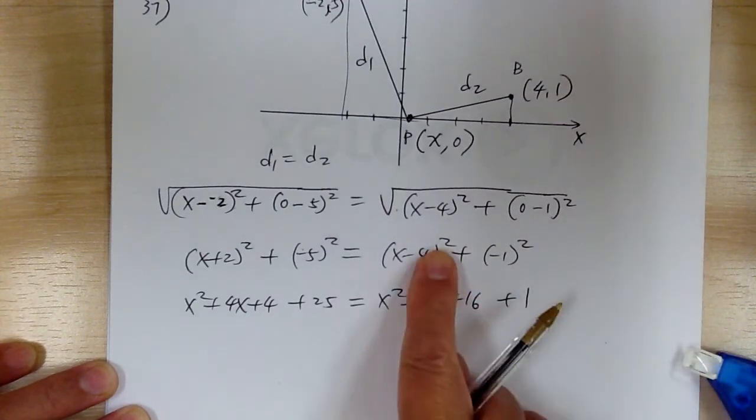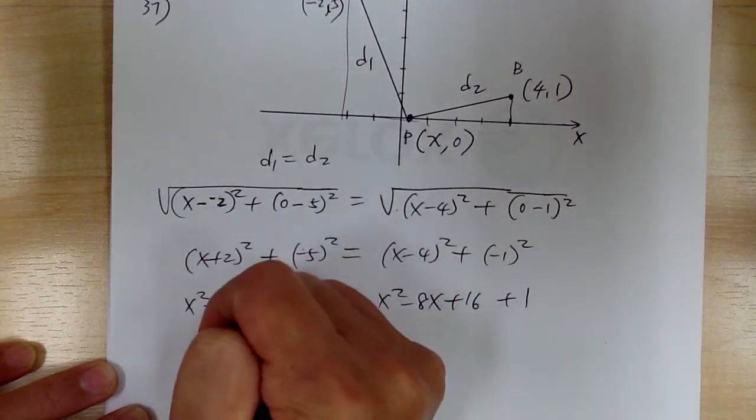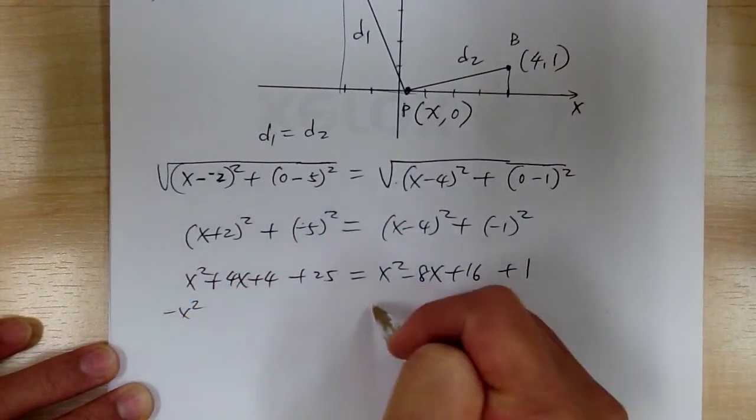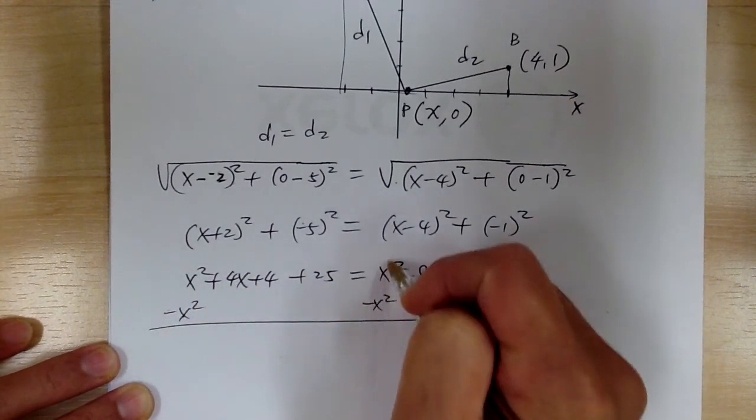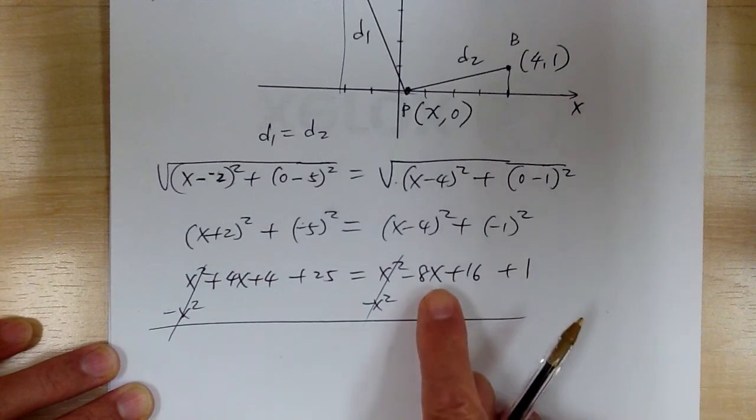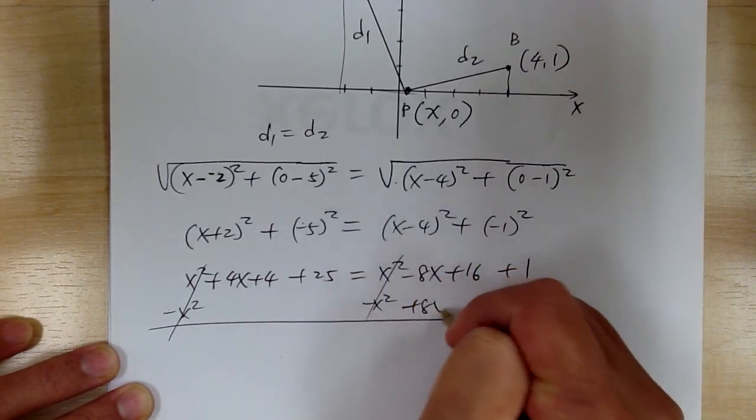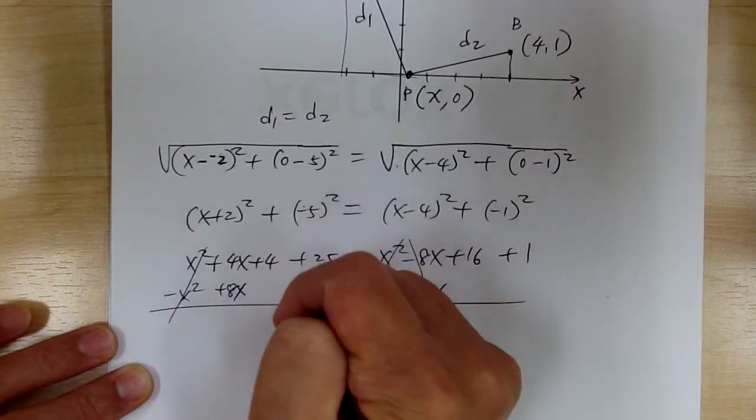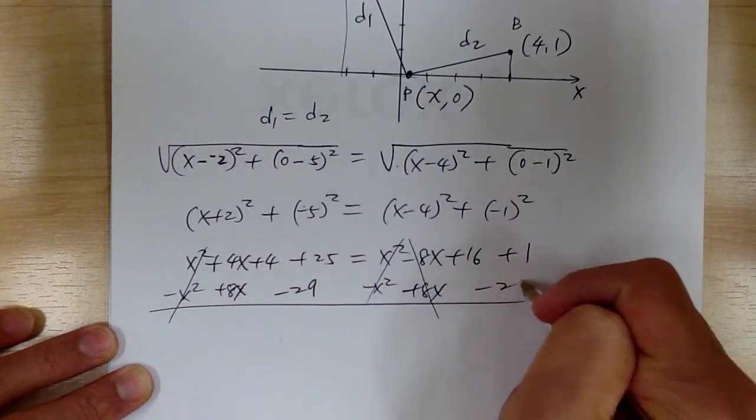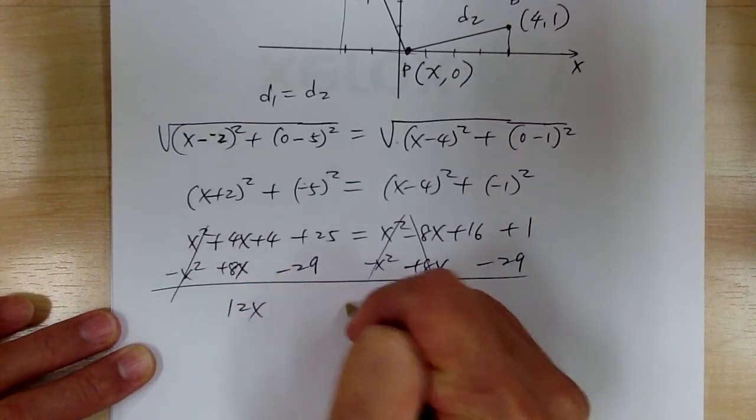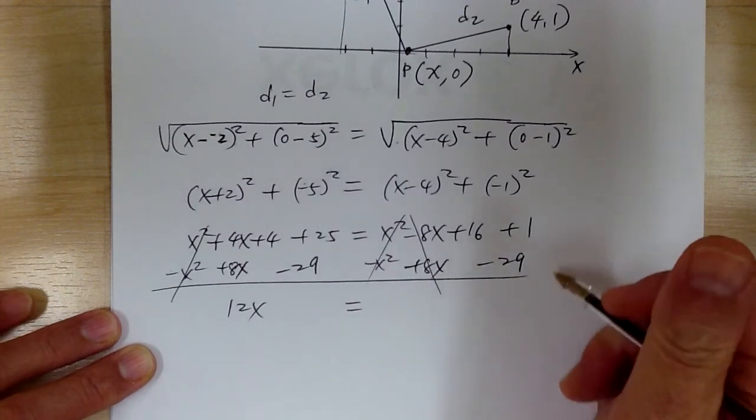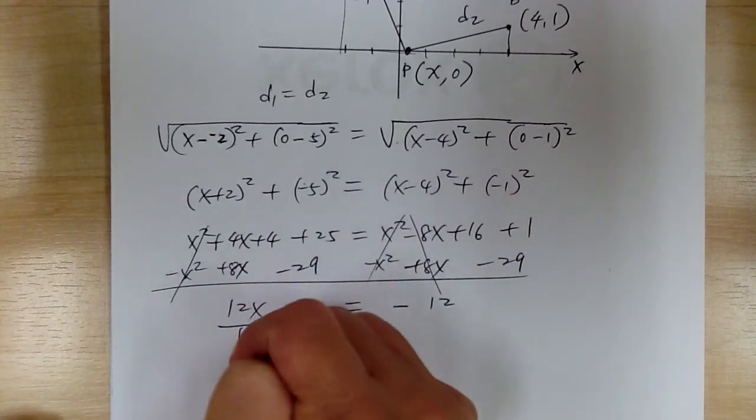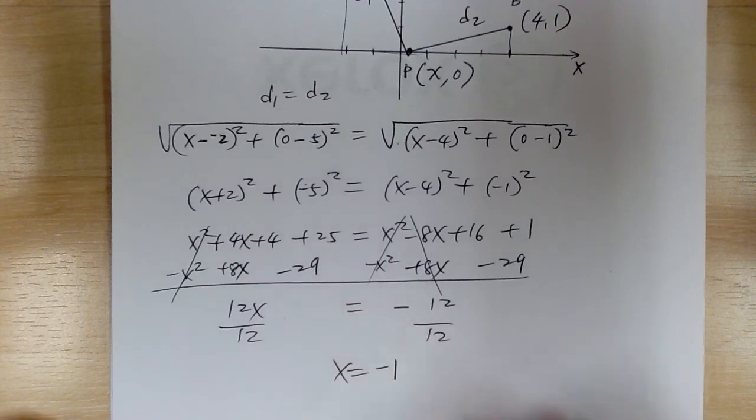Make sure you know how to multiply these and get the middle term. Now let's solve this. Let's minus x squared from both sides so that they cancel out. Next, let's move the variable to this side, so let's add 8x, so that the variable is gone from the right side. And I'm going to minus 29 to move this to the other side. So I get 12x is equal to negative 12. Divide by 12, so x equals negative 1.